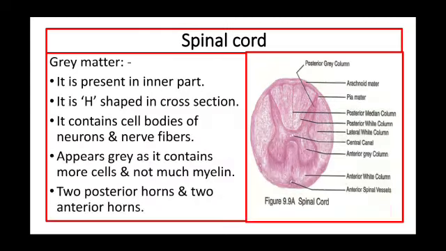So coming to the grey matter, this is within the white matter and it is H-shaped. It contains cell bodies of neurons and nerve fibers. It appears grey as it contains more cells and less myelin. So it contains two horns, the anterior horn and the posterior horn.